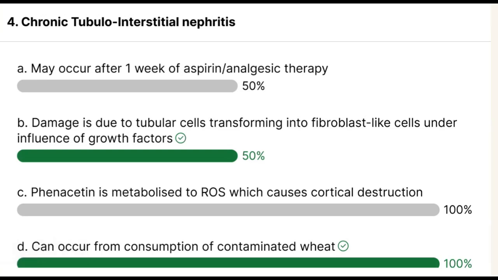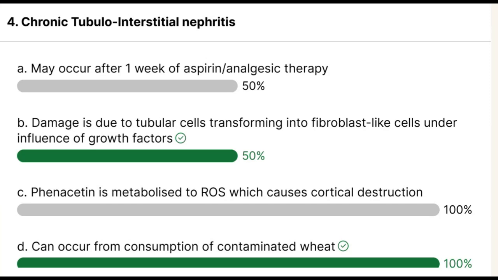Okay, so it looks like you've all picked the right options. Most of you have. So the first one, it may occur after 1 week of aspirin or analgesic therapy. This isn't true because it's too short of a time. Sure, these things could cause tubulointerstitial nephritis, but you would have to be on it for months to years to see the kind of result we're talking about over here.